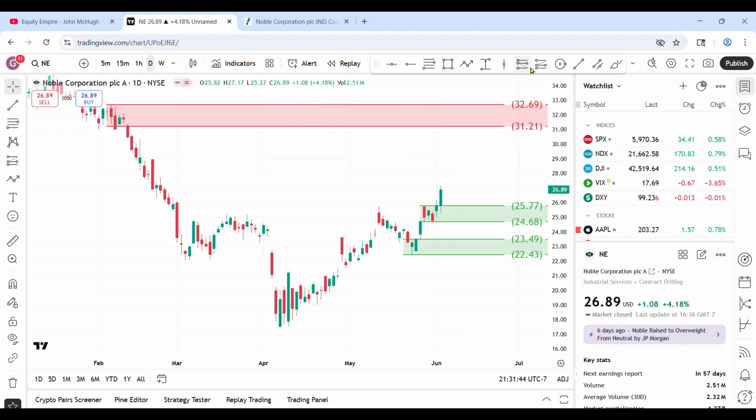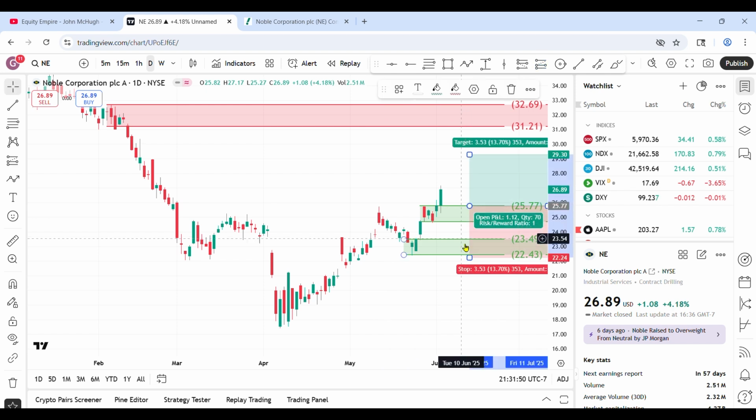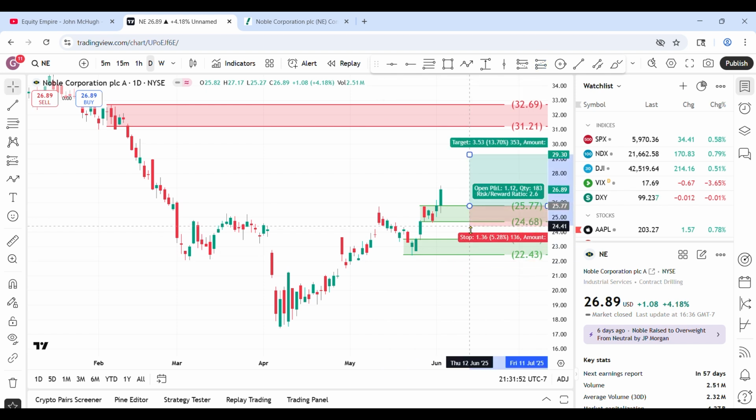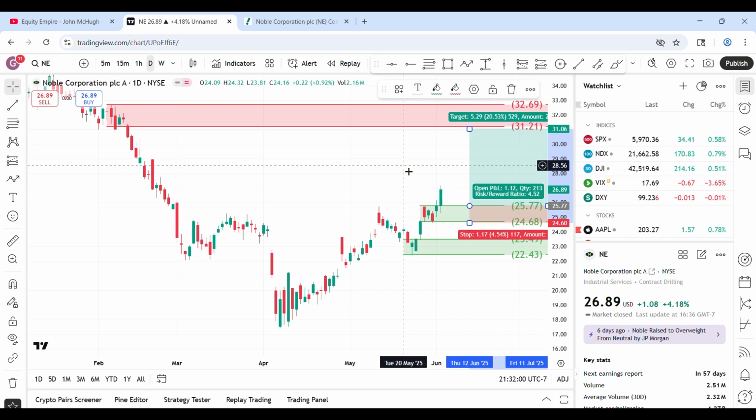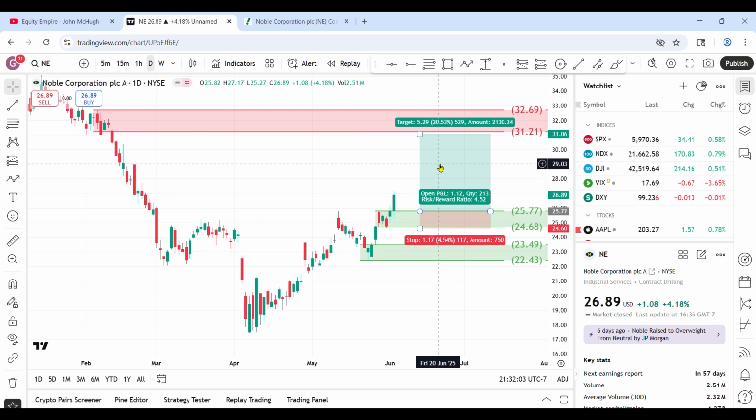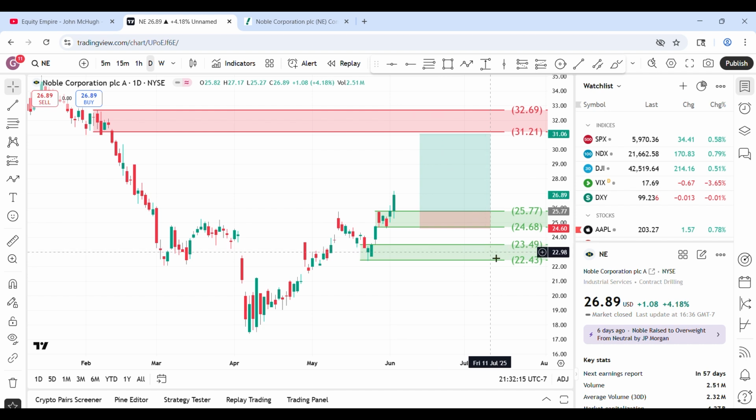We'll place a buy limit order at the 25.77 price range. Protective stop just below 24.68. Drag our target just in front of our first major resistance level. And that particular trade setup right there has a reward to risk ratio of 4.5 to 1. In other words, for every $100 worth of risk you would take, you could potentially have a reward potential of $450. If you wanted to take the lower level, you'll have even more reward to risk.